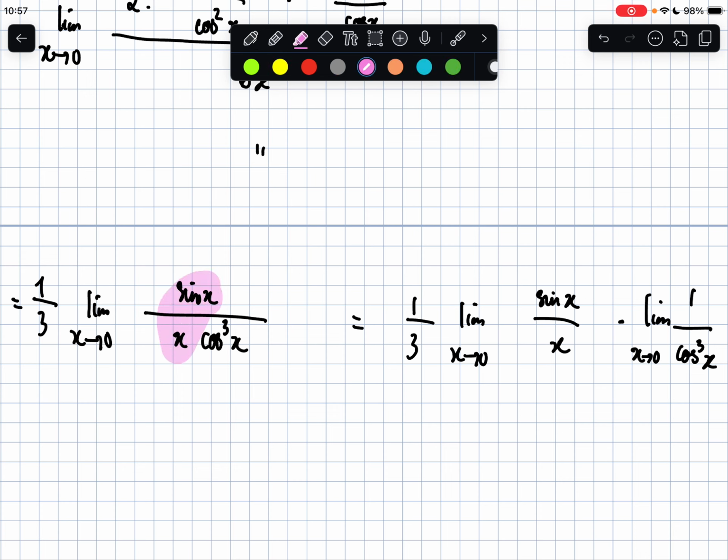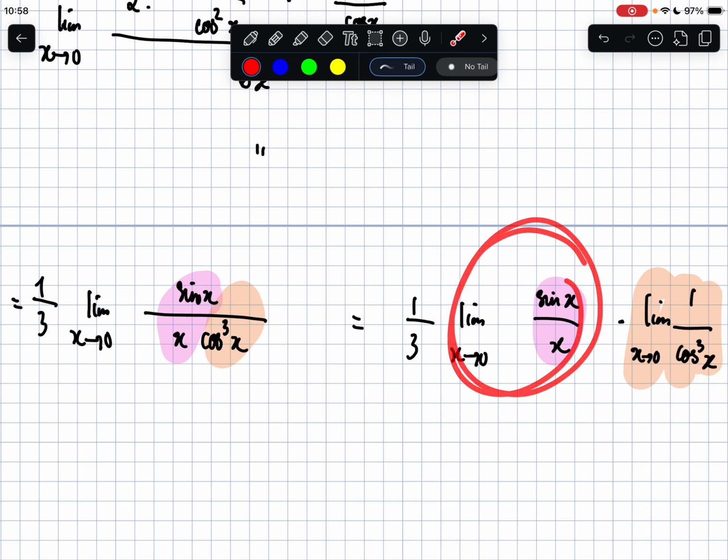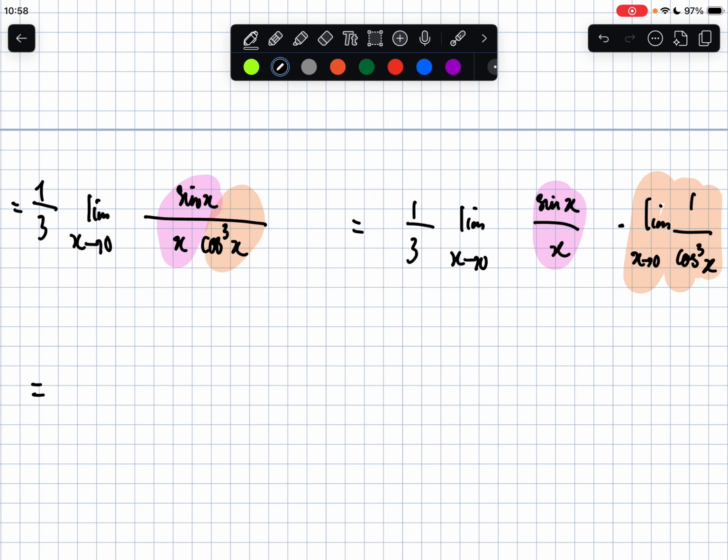I separate that into this one and this one, because I know that for this term, when x is 0, it is 1 over cosine 0 cubed, so 1 over 1. So it really depends on this one. But we know that sine x over x tends to 1 when x tends to 0. And if you want, you can use L'Hopital's rule for this. 1 over 3 times 1 times 1. The answer is 1 over 3.